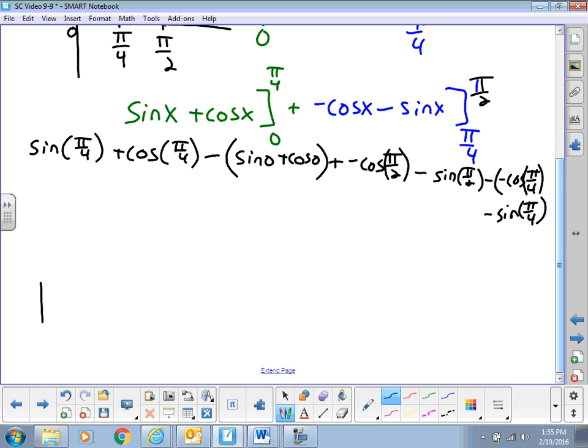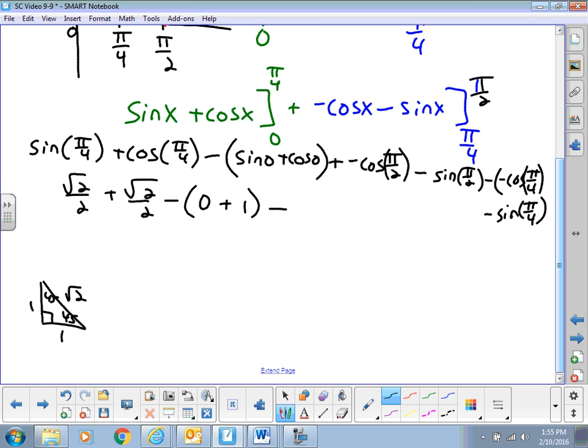So let's just off to the side, just to remind you, we've got 45, 45, 90. That's 1, 1, square root of 2. So sine of 45 is 1 over square root of 2, which we often write as square root of 2 over 2. We'll have plus another square root of 2 over 2, minus, and we'll start a parenthesis. Sine of 0 is 0, plus cos of 0, which is 1. Then we have plus a negative, so it's really just a minus. Cos of 90 is 0. Then we'll have minus sine of 90, which is 1.